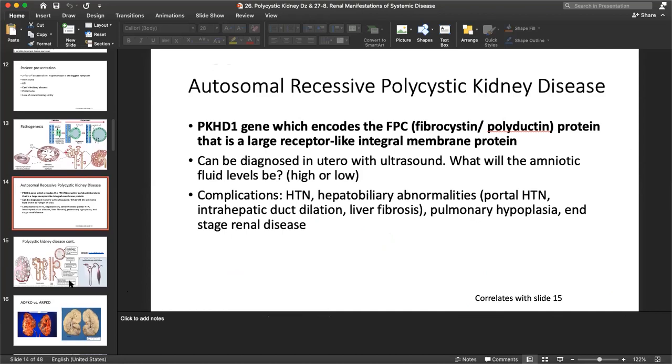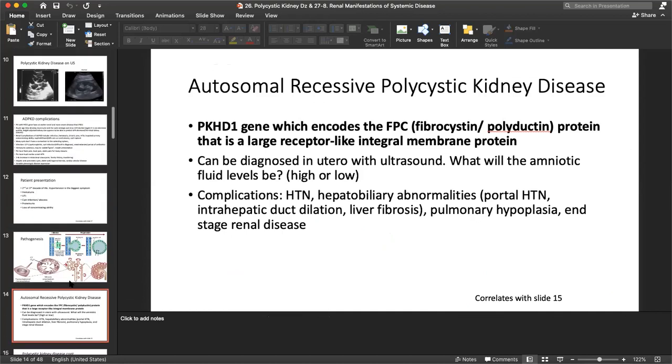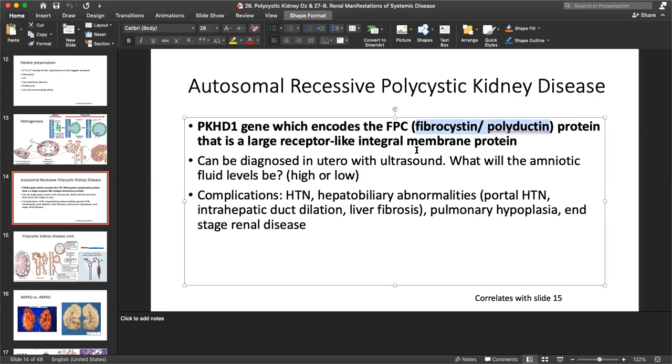Okay, autosomal recessive. So remember, autosomal dominant is going to be polycystin 1 and 2. PKHD1 is going to be autosomal recessive, which is fibrocystin or polyductin. So make sure you know those.